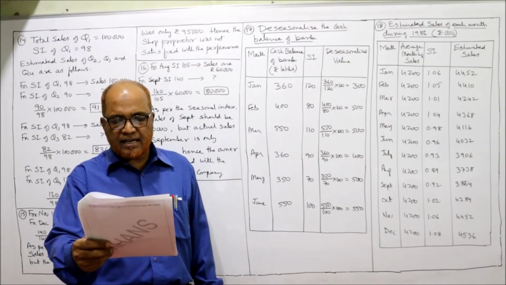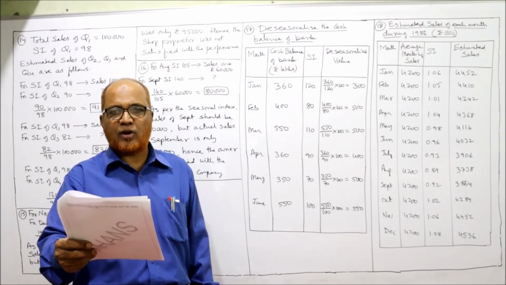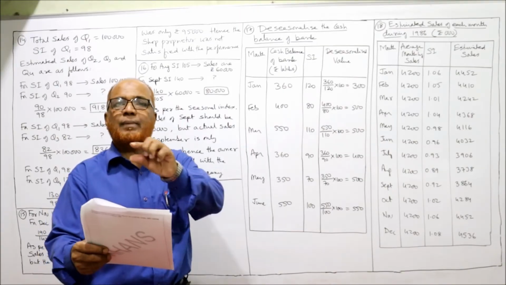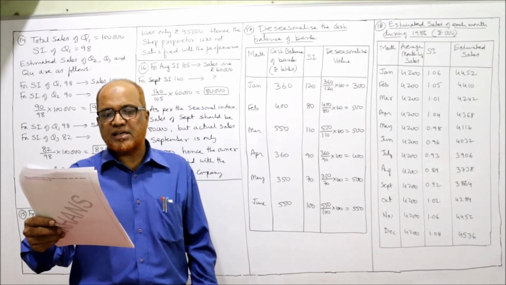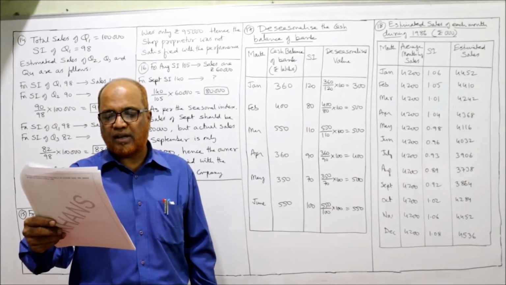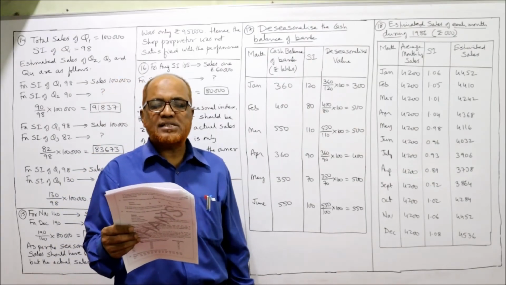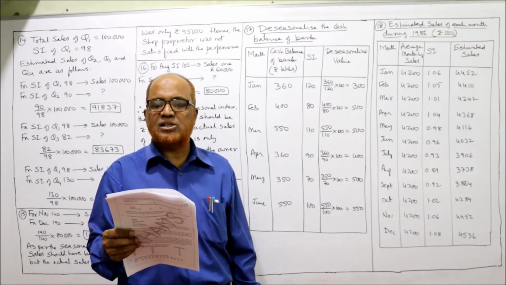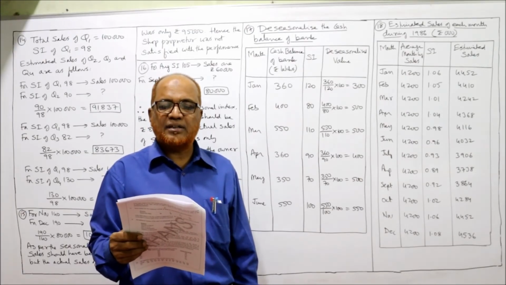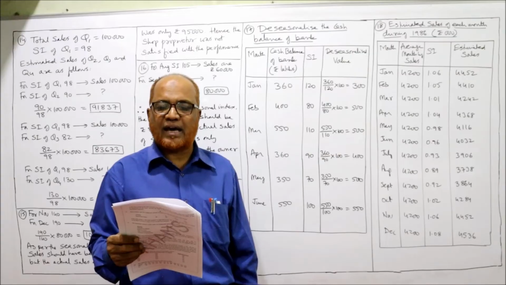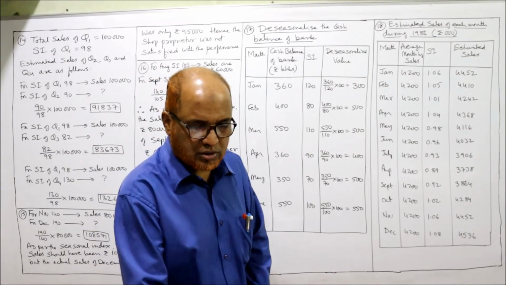The seasonal indices of sales of a firm are as under. Months are given: January, February, March up to December. 12 months are given. For every month, seasonal index is given: 106, 105, 101, 104, 98, like that. Next page. If the firm is expecting average monthly sales of 42 lakhs during 1986, estimate the sales of individual months of 1986. Individual months' sales we have to find out.